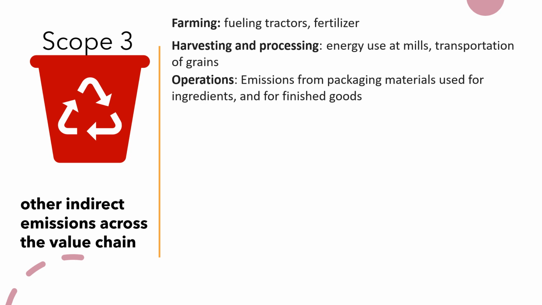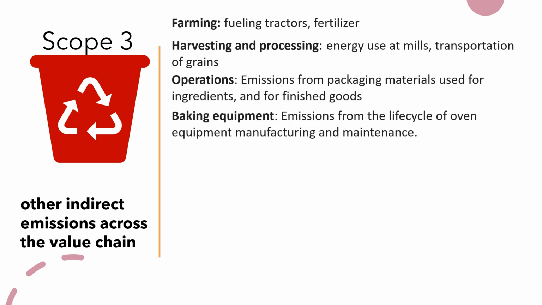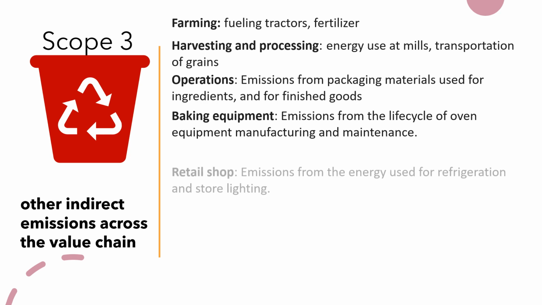Within operations, you buy your ingredients packaged. So the packaging of those ingredients that you use in your bakery emits some sort of emissions. When you're done baking, the packaging that you use for your products, and the processes, also emit some form of greenhouse gas. Then you talk about the baking equipment, the emissions from the life cycle of the oven equipment, from manufacturing to maintenance to the expiration or to the breakdown. Yes, those are also scope 3 emissions.